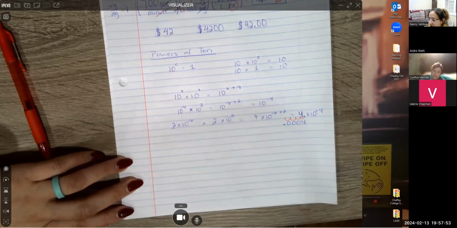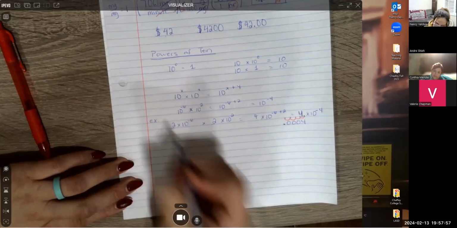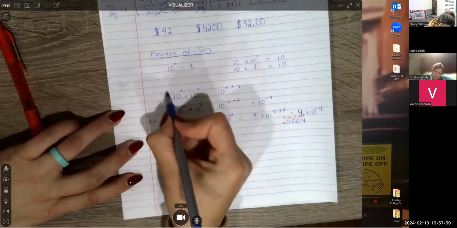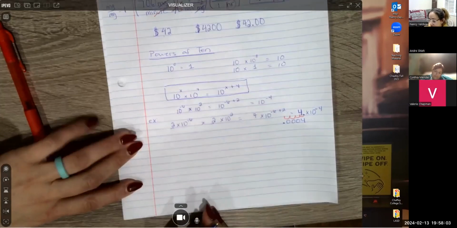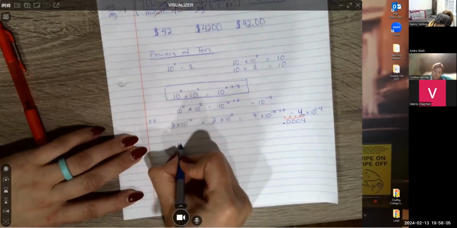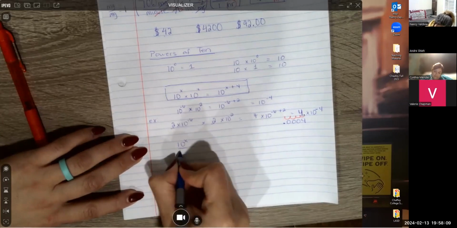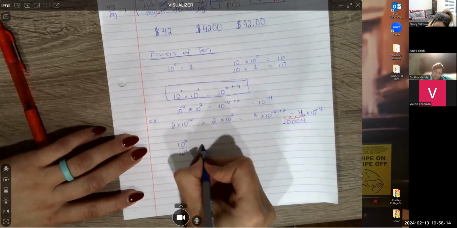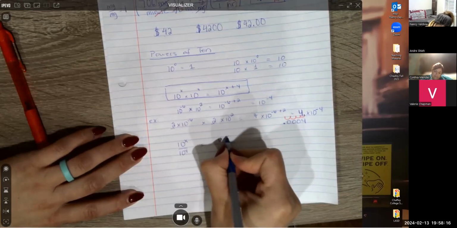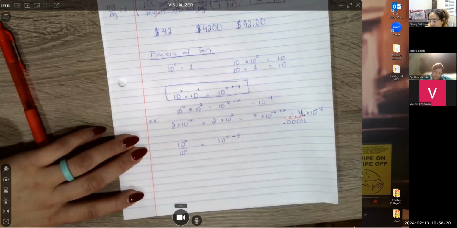Obviously it's just an example. So that is very useful to know. The other one is 10 to the x divided by 10 to the y. That is equal to 10 to the x minus y.